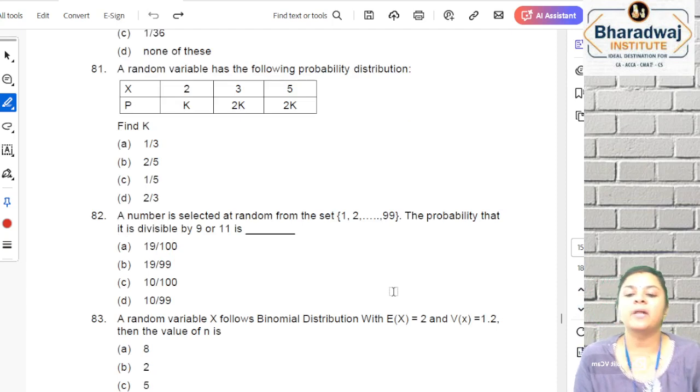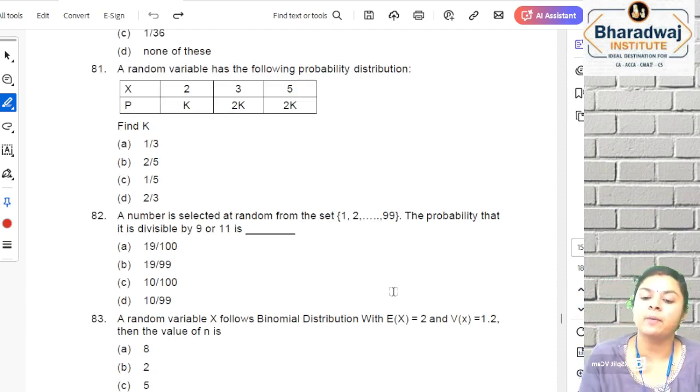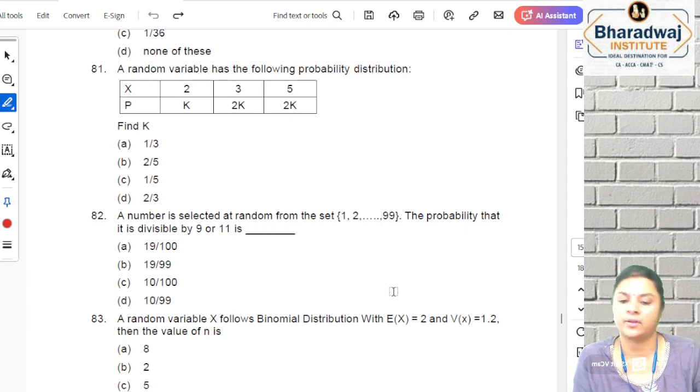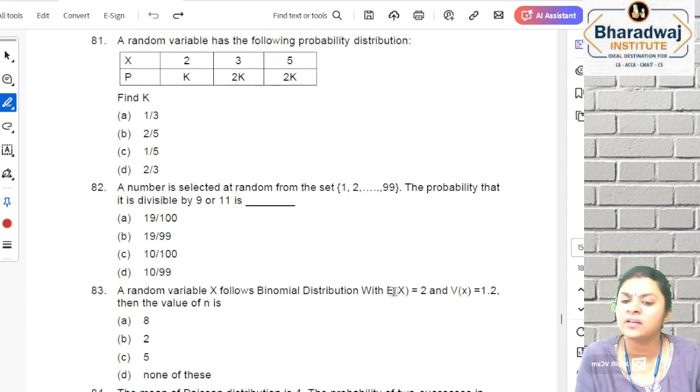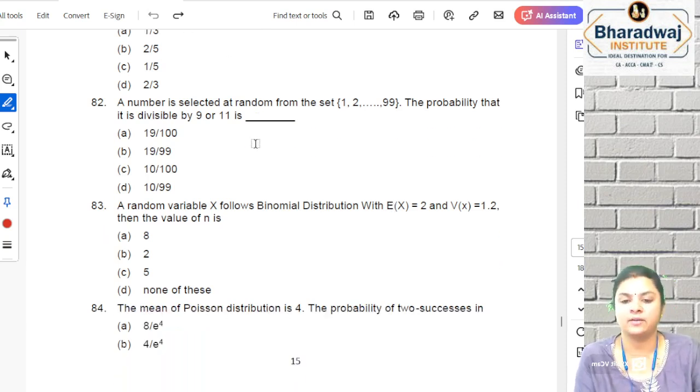81. A random variable has the following probability distribution. They are asking to find k. For a probability distribution, we know sigma p of x is equal to 1. So substitute, you will find the value of k. 1 by 5. Okay.